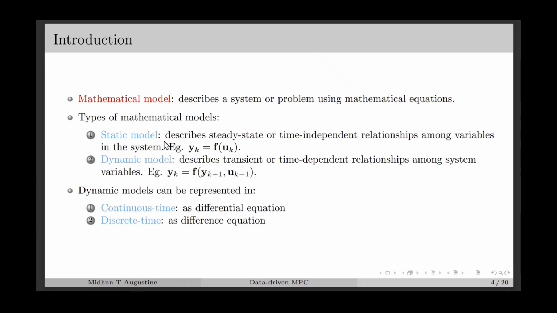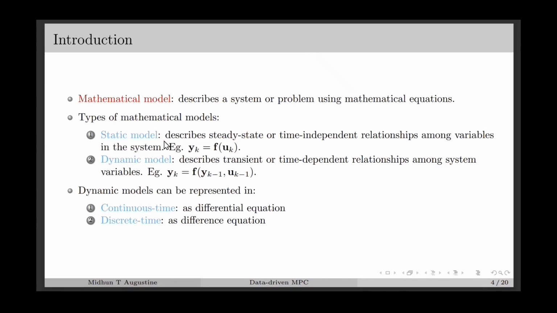In science and engineering, mathematical models are commonly used for solving real-world problems. In general, a mathematical model describes a system or a problem of interest using mathematical equations. These equations describe the relationships between the variables of interest in the problem and help us to understand the problem in a better way. These relationships can be either time-independent, which leads to a static model, or time-dependent, which leads to dynamic models.